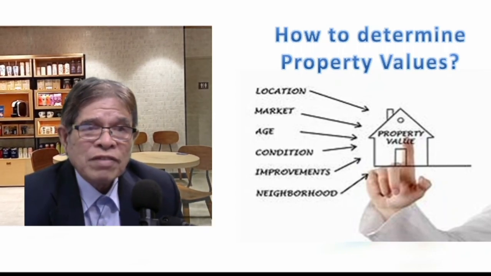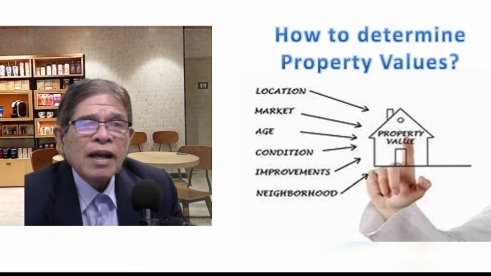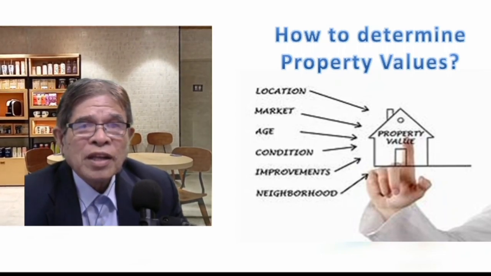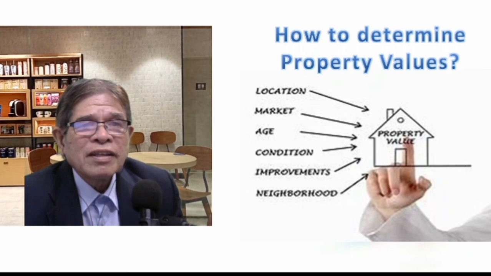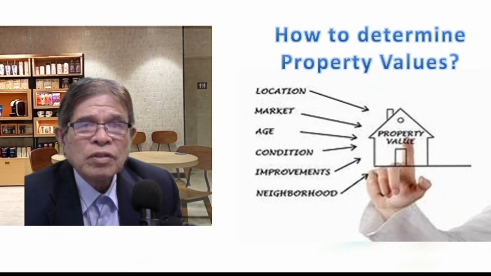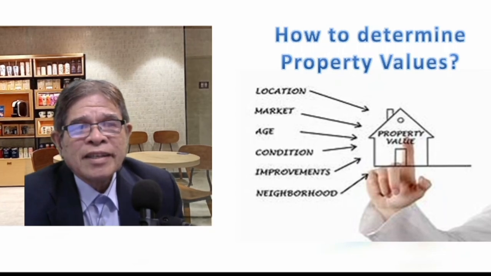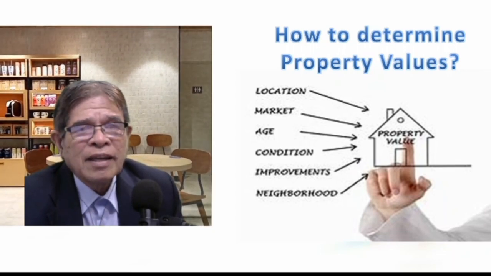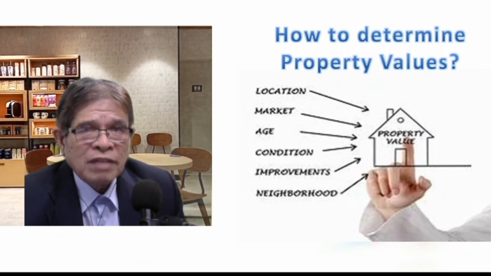And then the age of the house. I will have to explain to you later on how this will be computed so that it can have an impact on the price. The condition of the property. Does it have to be repaired or is it in good condition? What are the improvements that have been made? And then the neighborhood. Is it class A, class B, class C? So these are just generalities, but we will have to go into specifics.